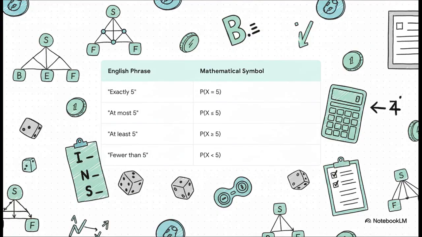Okay, pay attention here because this slide highlights the number 1 trap on statistics exams. Just misinterpreting the words. You have to be a translator, turning English phrases into math symbols. At most 5 means 5 or less. At least 5 means 5 or more. Getting this translation right is, no joke, half the battle.